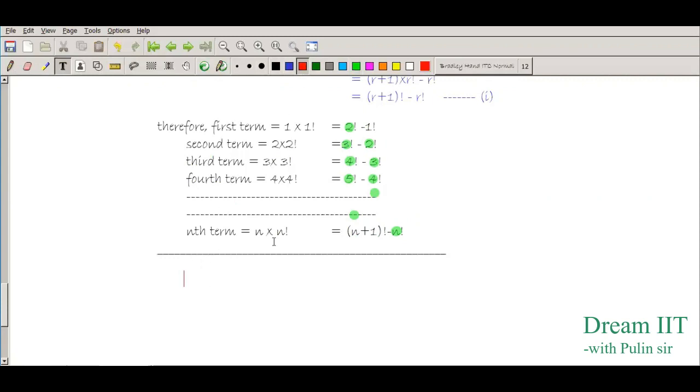So you write now here, therefore, adding all, we get, sum equal to how much it is. Directly you can write n plus 1 factorial minus 1 factorial. You can write 1 factorial as just 1, what is the problem? So this is the sum. So please go through it.